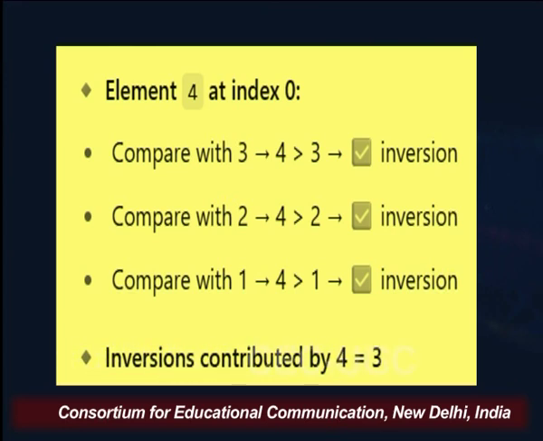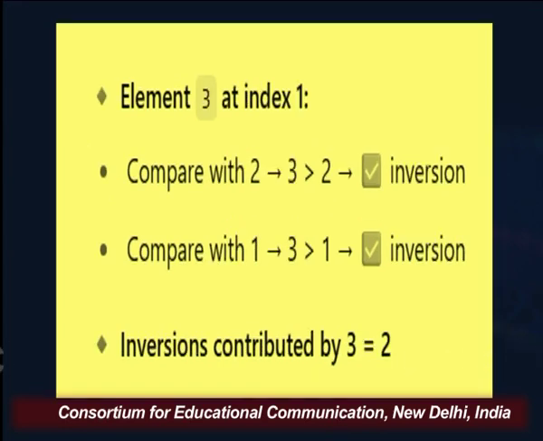Moving on to the next element, at index 1, the element is 3. We compare it with 2. 3 is greater than 2, and 2 is on the right side, so yes, there is an inversion. Then comparing 1 with 3, again 1 is available on the right side of 3.